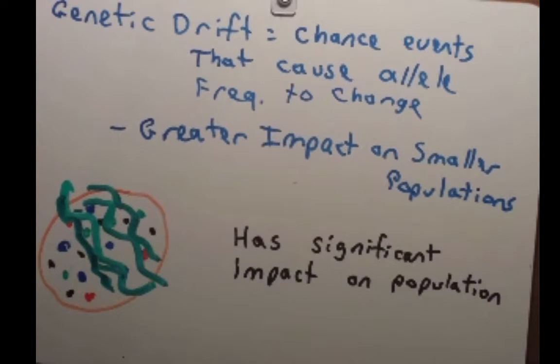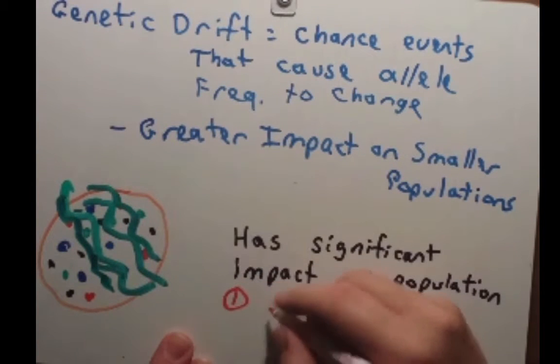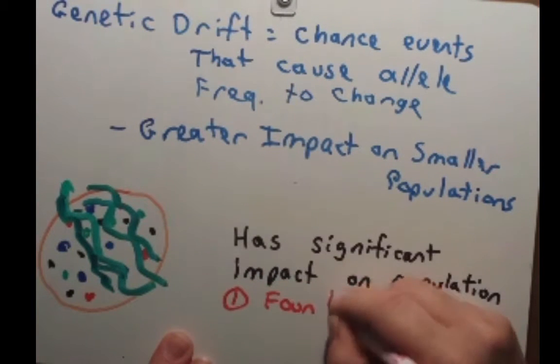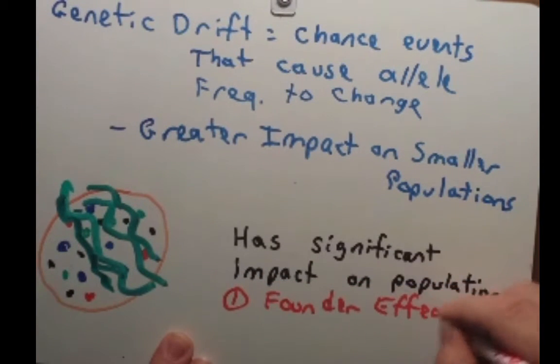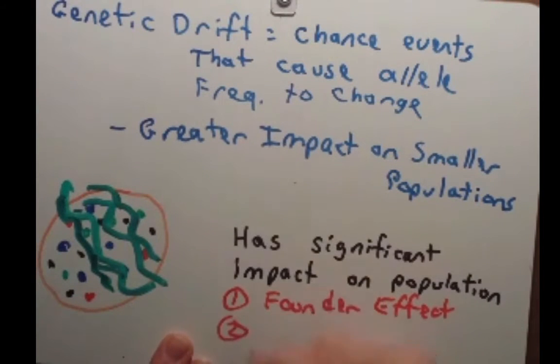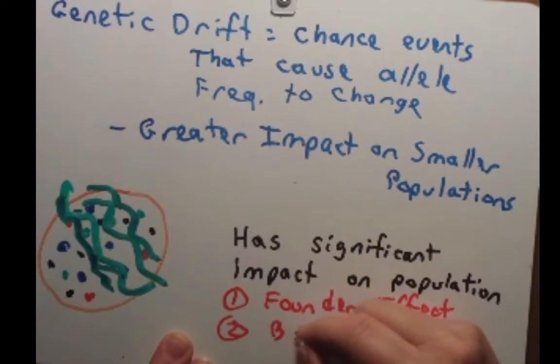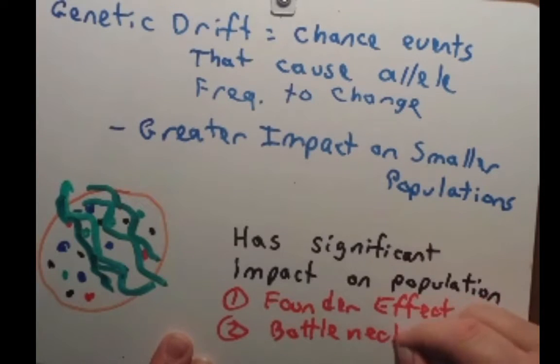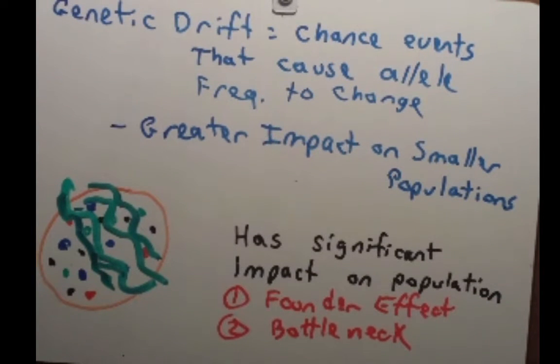And there are 2 examples of this that we're going to talk about. The first is the founder effect. The second is called the bottleneck effect. So we're going to spend some time talking about these 2 examples of genetic drift. So let's talk about the founder effect first.